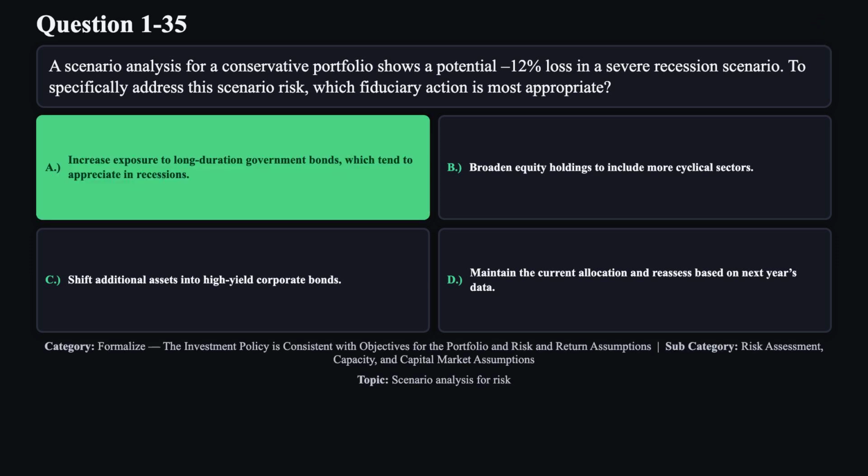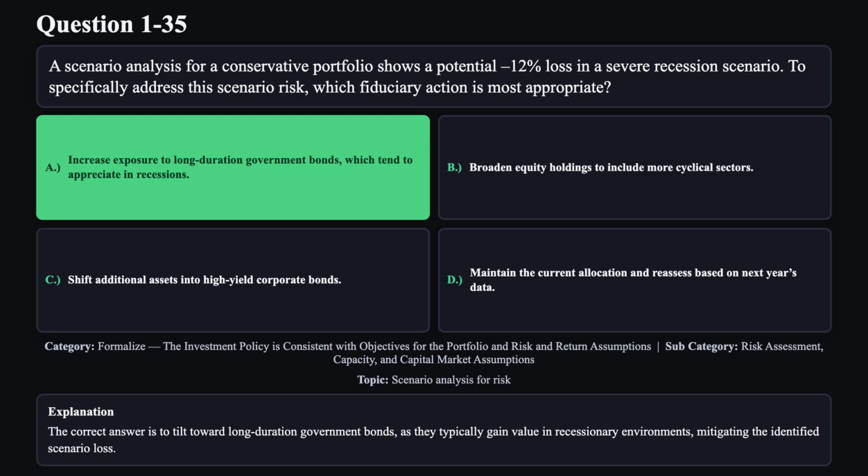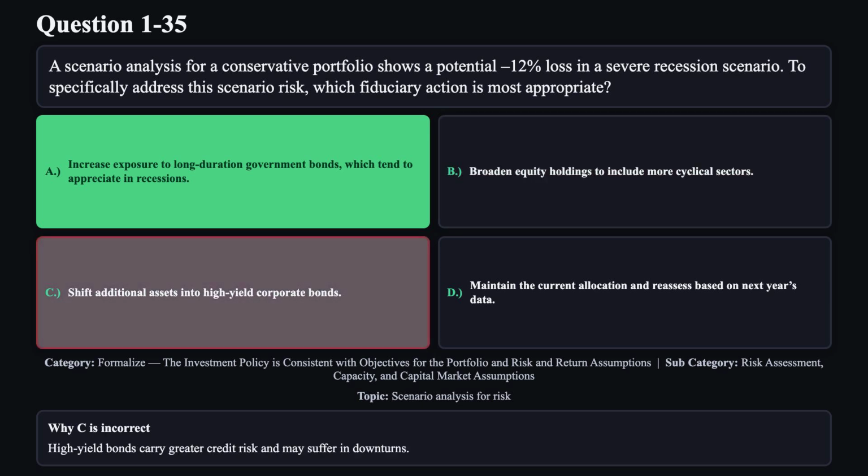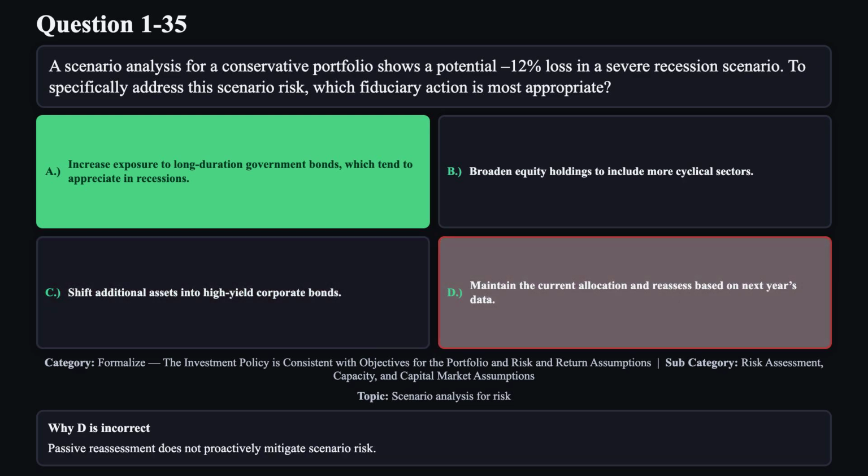The correct answer is A. The correct answer is to tilt toward long-duration government bonds, as they typically gain value in recessionary environments, mitigating the identified scenario loss. Reason B is not correct. Cyclical sectors typically underperform in recessions. Reason C is not correct. High-yield bonds carry greater credit risk and may suffer in downturns. Reason D is not correct. Passive reassessment does not proactively mitigate scenario risk.